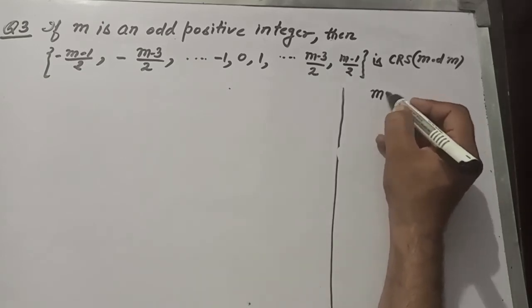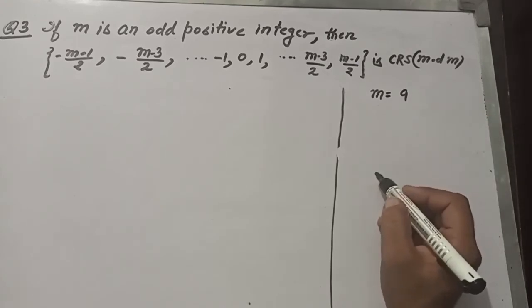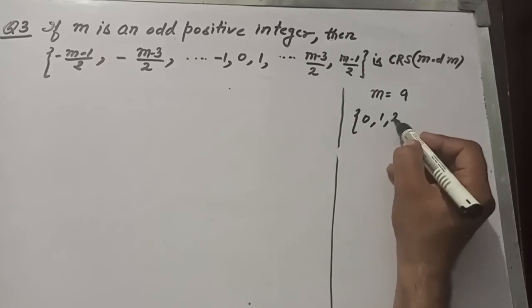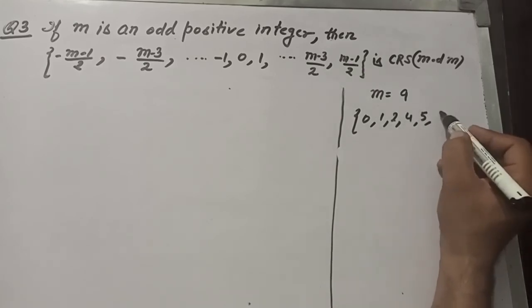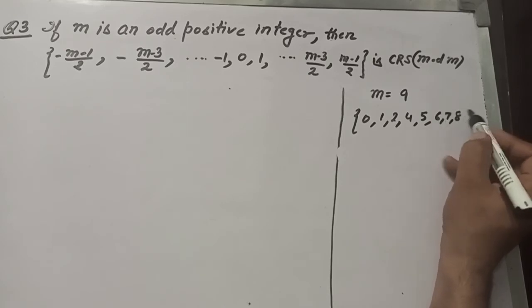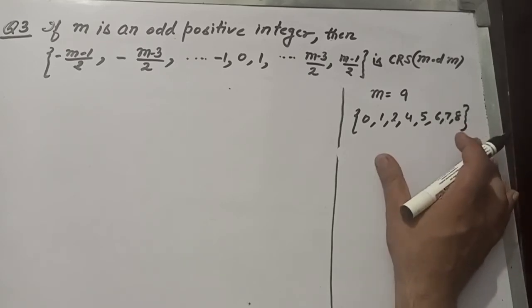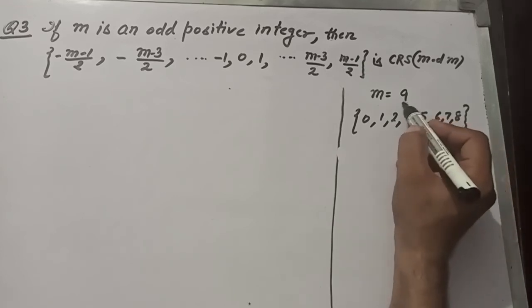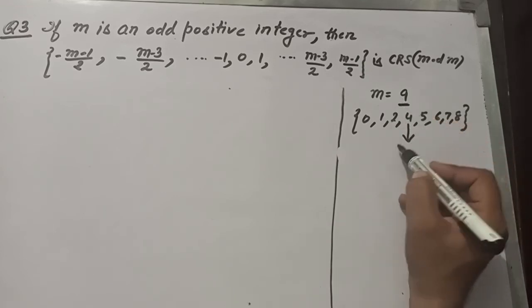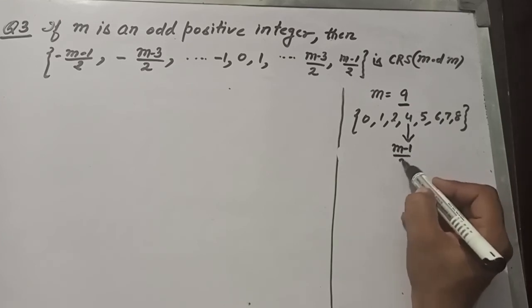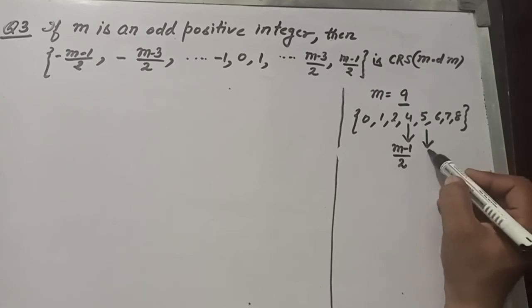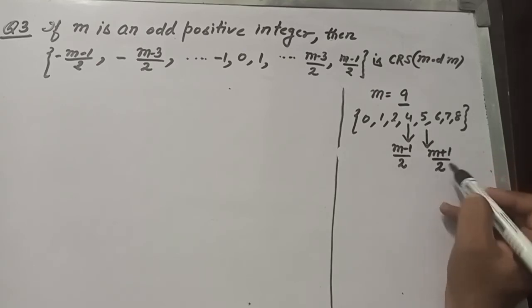Suppose m is an odd positive integer, say 9. So what are the remainders of 9? Remainders of 9 are 0, 1, 2, 3, 4, 5, 6, 7, 8. Now, if m is 9, then this integer is (m minus 1) by 2, and 9 minus 1 by 2 is 4. And this integer is (m plus 1) by 2.